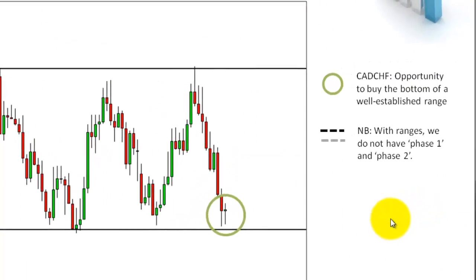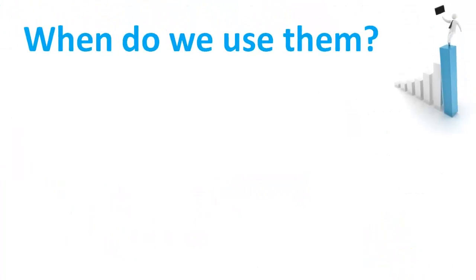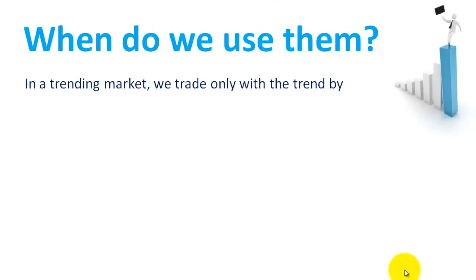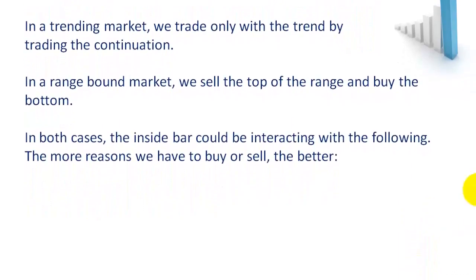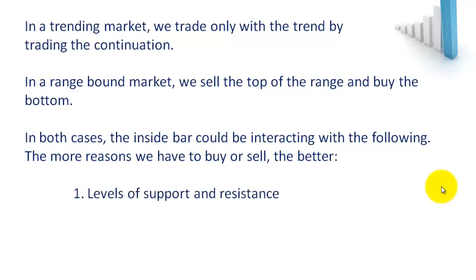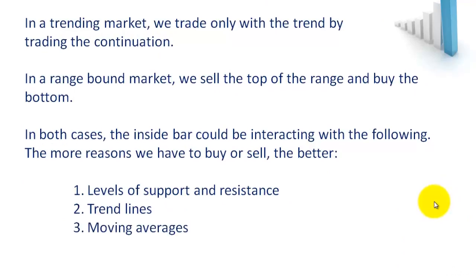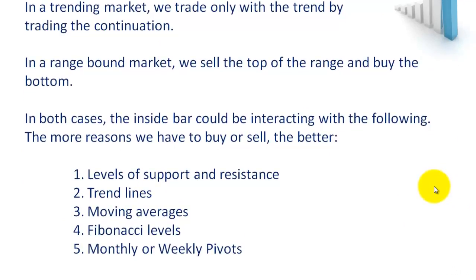So this is just two examples of how you can trade inside bar breaks and appreciate what inside bars mean in context. So we can use them whenever we've got a trending market or a ranging market. It doesn't really matter, providing we are at a technical level, it's fine. And of course, by technical levels, what do we mean? Well, essentially levels of support and resistance, hard or soft, trend lines, moving averages, Fibonacci levels, monthly or weekly pivots, or big numbers.